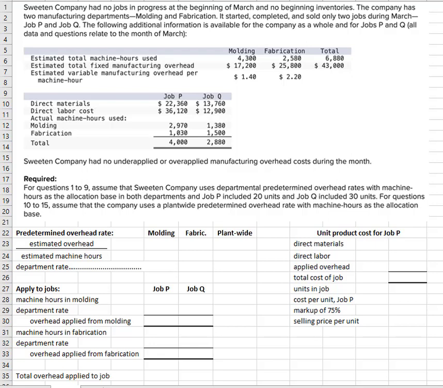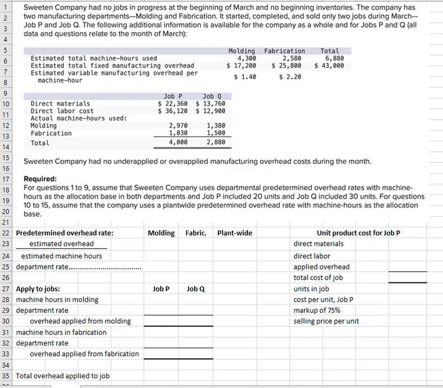I wanted to go over the Sweeten company problem, or a number of aspects of it. It has two departments. In the first series of questions, they want you to use departmental rates, and in the second series of questions, they want you to use a plant-wide rate. So let's see what that would look like.